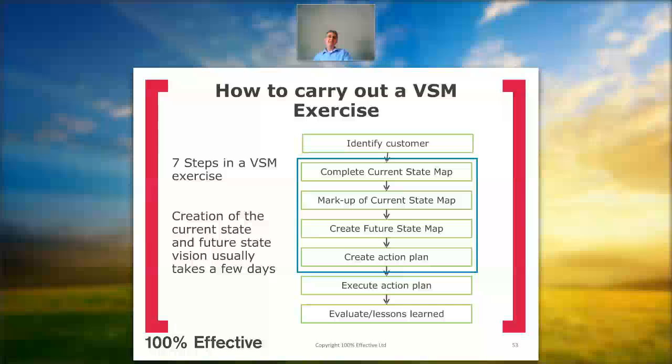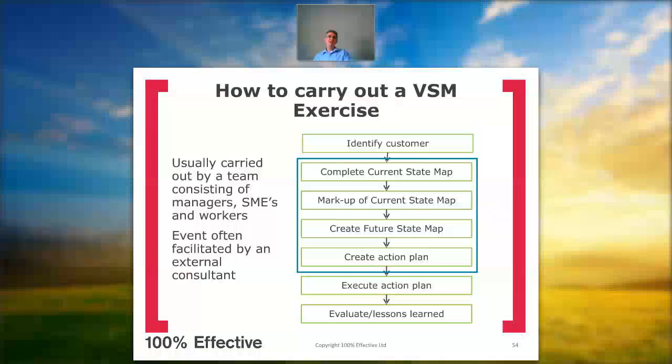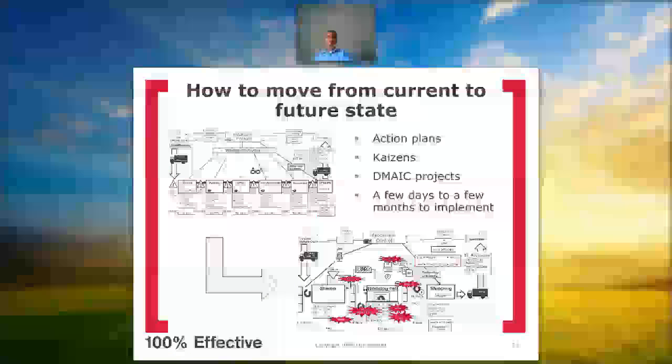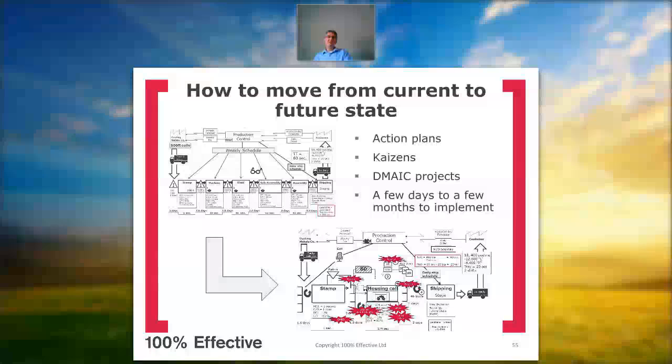These steps here, from create the current state through to create the action plan, are typically carried out in a workshop. And this workshop usually takes a few days to complete. The workshop is usually carried out by a team consisting of managers, subject matter experts, and workers, and is often facilitated by an external consultant. How do we get from the current state to the future state? This is usually delivered by a series of action plans, Kaizen events, and demand projects. And these may take anything from a few days to a few months to implement.